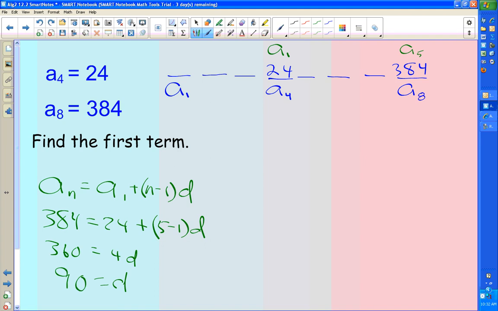Now I know that you could use the 90 and count back to find a sub 1. It's not going to fly. Because if I give you a sub 400 and a sub 408 and said, I want you to find a sub 1, you're not going to count back from a sub 400. Well, most of you won't.